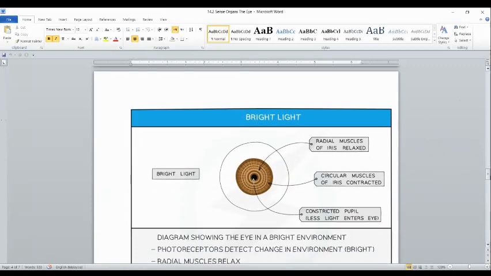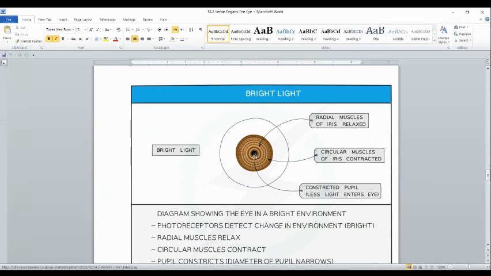When there is a bright light, it becomes smaller. You see, look at the pupil, it is very small. How does it become small? Now the round muscles should contract if they want to gather up in the middle to make this smaller. If both the radial and the circular muscles are contracted, this cannot happen. Because the circular muscles are gathering in the middle, there is a contraction, they become stiff. They pull from over the iris.